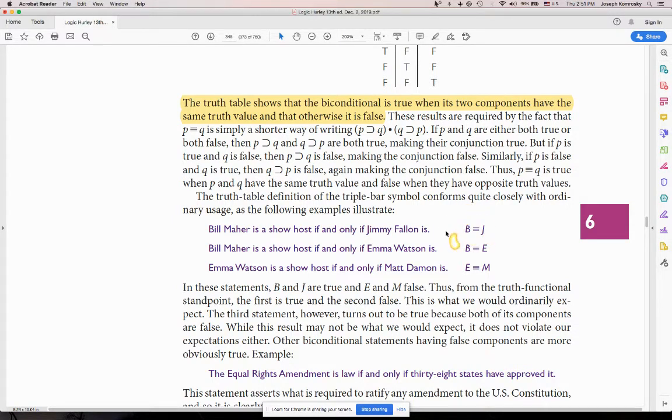If that was too much for some of you, no problem. You can look here. P horseshoe Q and Q horseshoe P. If I have both of those going on at the same time, then I simply have this. And he explains all that right here.